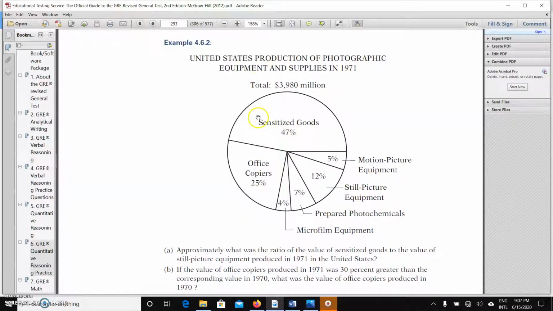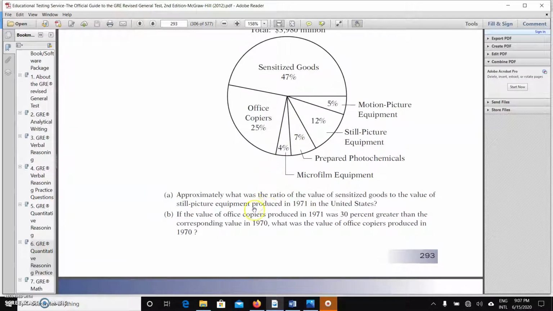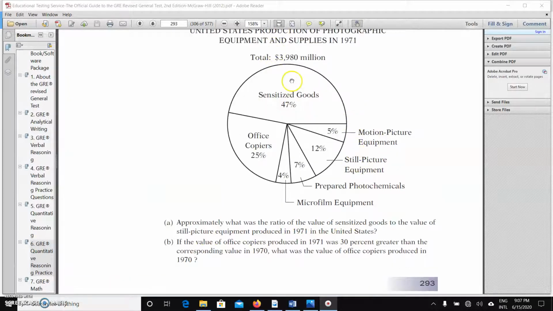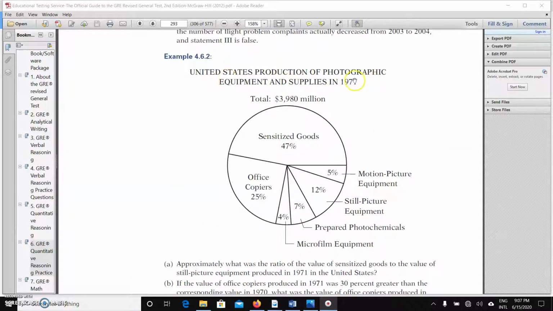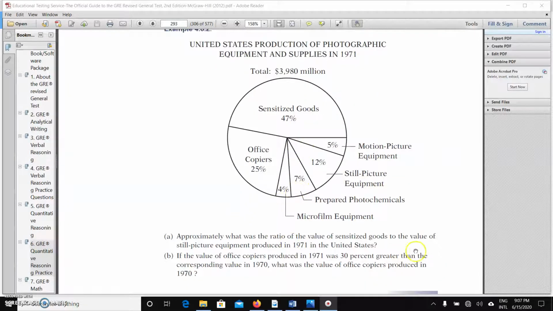So this is by chart. They ask approximately what was the ratio of the value of sensitized goods to the value of still picture equipment produced in 1971 in the United States? Now this is the chart: United States production of photographic equipment and supply in 1971. So sensitized goods to what? To still picture.